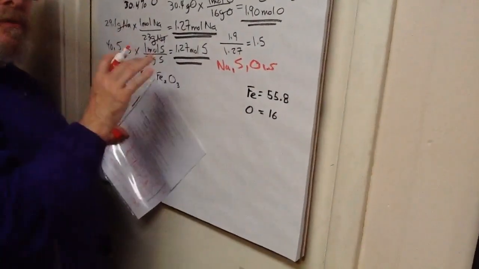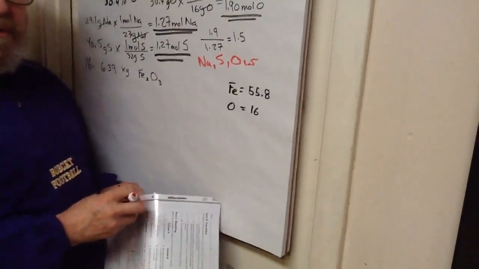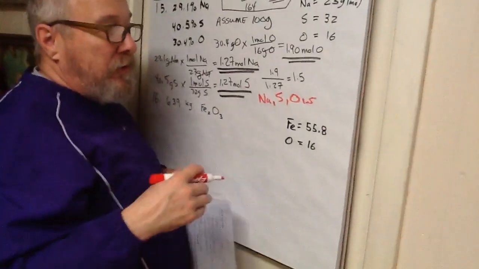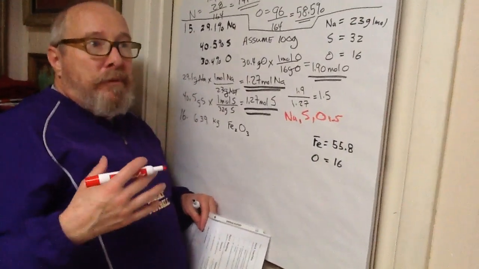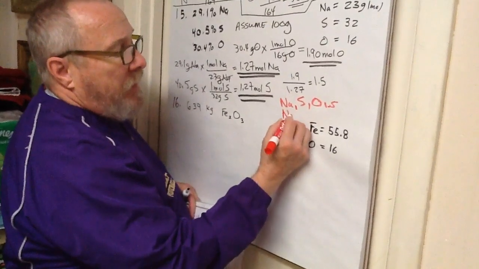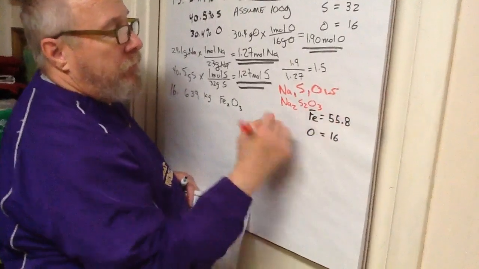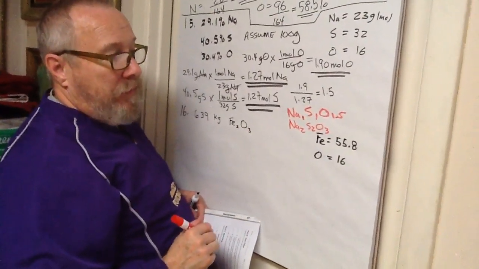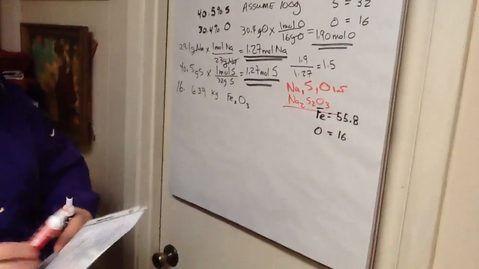I know my proportions, I just need them to be small whole numbers. It's kind of like going back to Dalton's law, the law of multiple proportions: they'll be present in small whole number ratios. So I'm just going to double everything. So my formula is Na2S2O3, or sodium sulfite. That's your answer. That was a long way to go, I know.